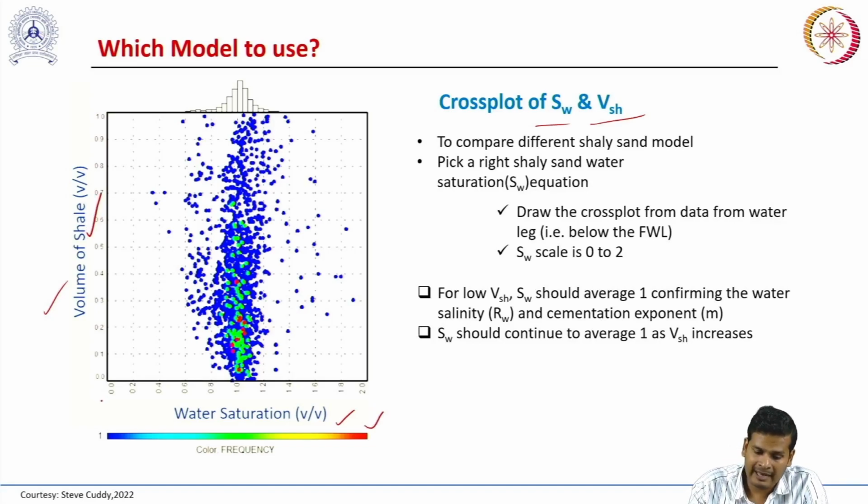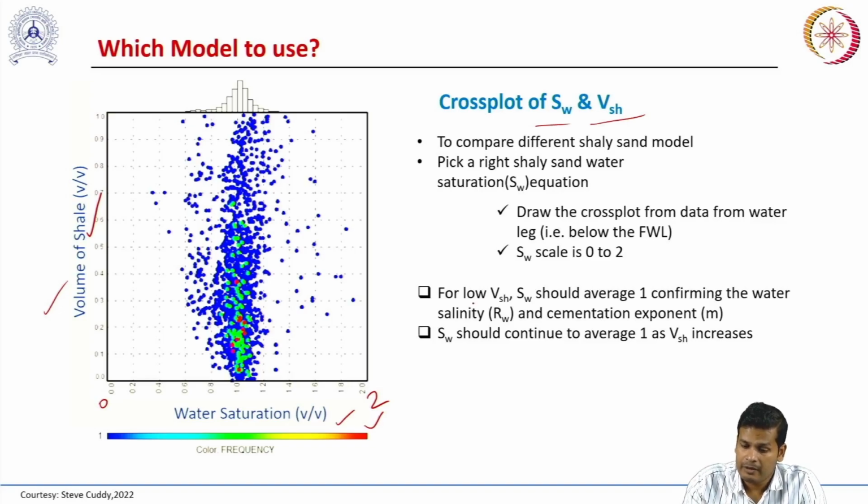I will put the scale from 0 to 2 so that if the model is not working properly, it may give us a value more than 1 or less than 1. And where do I have to do this cross plot? In a water bearing formation, that means below the free water level. If my model is a very good fit for my reservoir, that means my model can accurately predict the water saturation in my shaly sand reservoir.